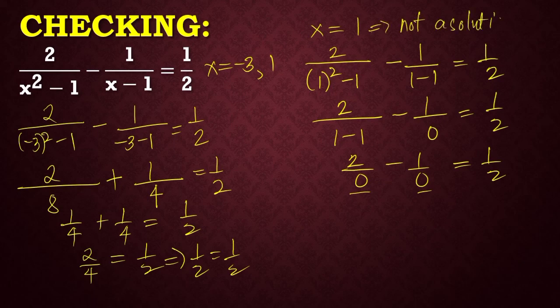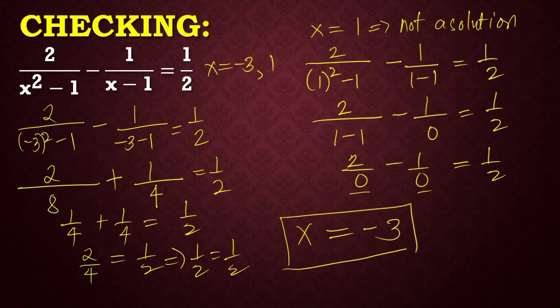Okay. So, extraneous solution siya. Kasi, as you can see, hindi siya nag-equal sa 1 half. So, ang ating only solution dito is x equals negative 3. Okay. Again, yung 1 natin, nakuha natin siya as solution dun sa quadratic equation. Pero, nung chinek natin siya sa original equation, hindi po siya nagtugma. So, again, x equals negative 3 lang ang ating solution.